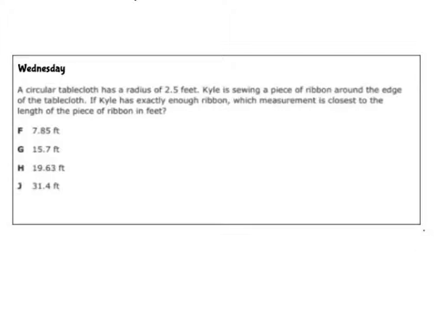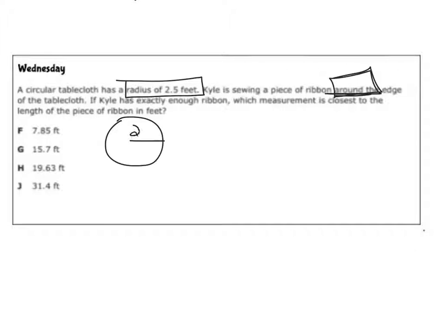Okay, so what are we looking for? Area, circumference. Okay, so let's read it again. Kyle is sewing a piece of ribbon around the edge. Circumference. Yes, when it says around, it's circumference. Okay, so what information do they give you? Read the problem again. The radius is 2.5 feet. Yes. So they're giving you radius, so we need to use the formula.